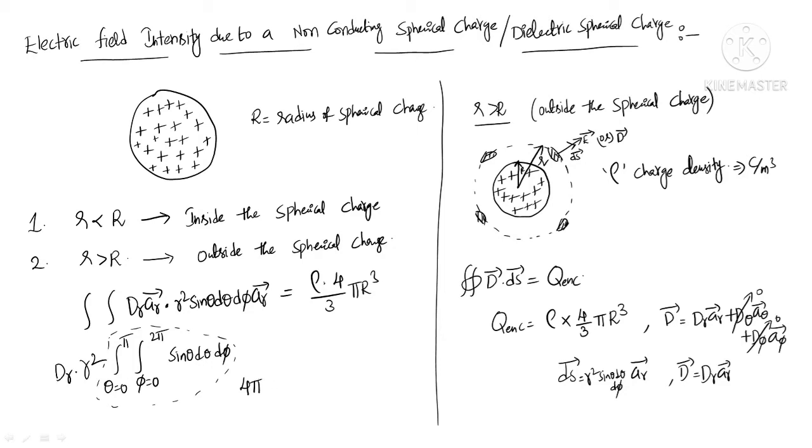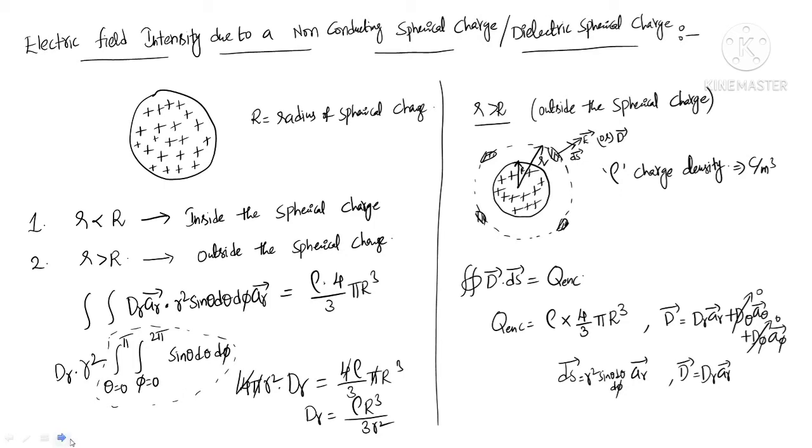You have D_r also here. So 4 pi r square into D_r is equal to 4 rho by 3 pi R cube. So 4 pi and 4 pi get cancelled. You don't have any other term left here. So D_r is equal to rho into R cube by 3 into r square.